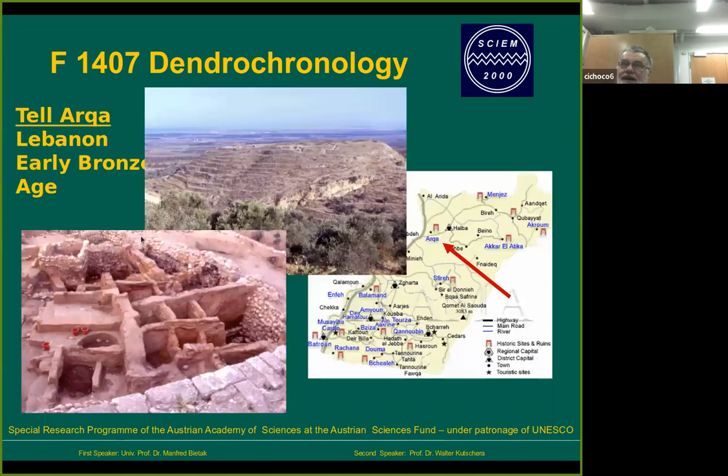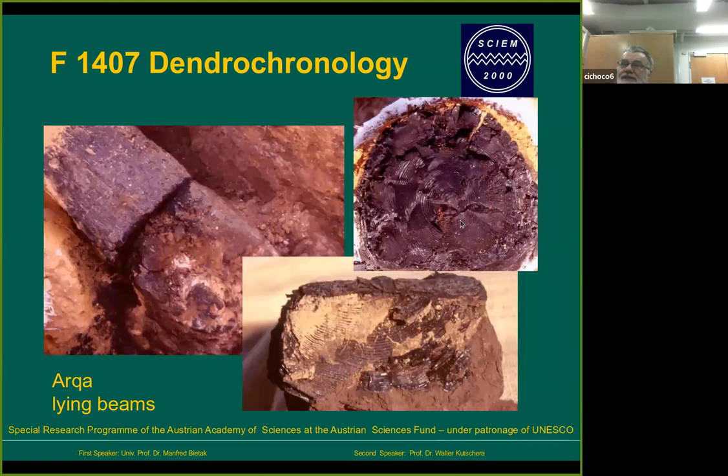And again, in Arka, I have mentioned it last time, we had only charcoal samples. There was a tell, here you see it, and on top there was a settlement which was burned down in the Bronze Age, and the excavation showed the ground structures of houses, and into these ground structures, the upper parts of the houses had collapsed, and there was a lot of charcoal and also burned seeds. Here you have some of these beams, and again, you clearly can see the tree rings.